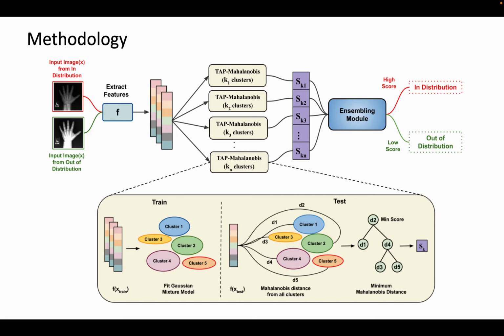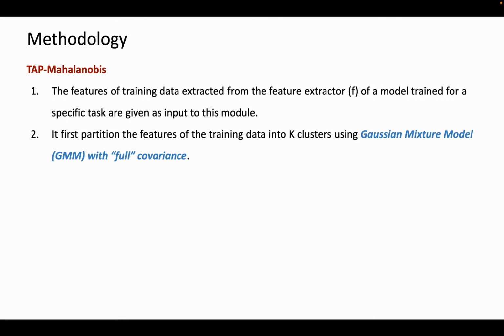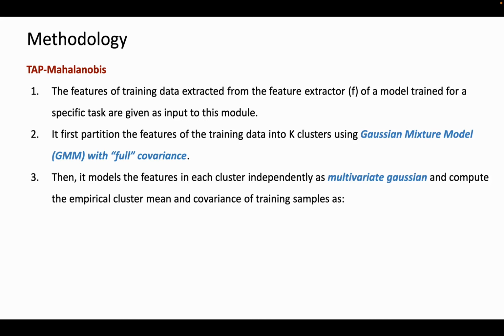Methodology. To this end, we propose a task-agnostic and post-hoc unseen distribution detection method, TAPUDD, which comprises two modules, TAP-Mahalanobis and Ensembling. TAP-Mahalanobis. The features of the training data are given as input to this module, which first partitions them into K clusters. Then it models the features in each cluster independently as a multivariate Gaussian and computes the empirical cluster mean and covariance.